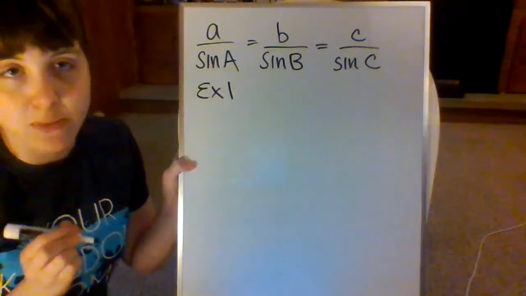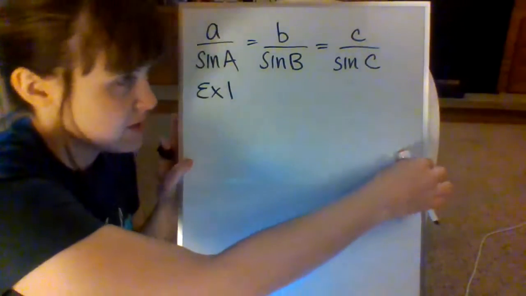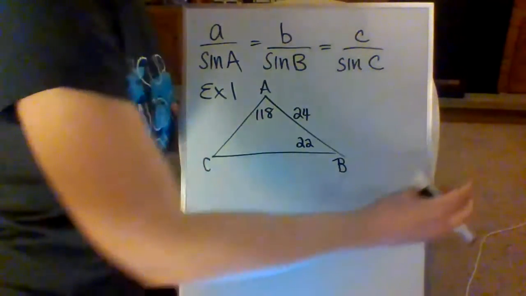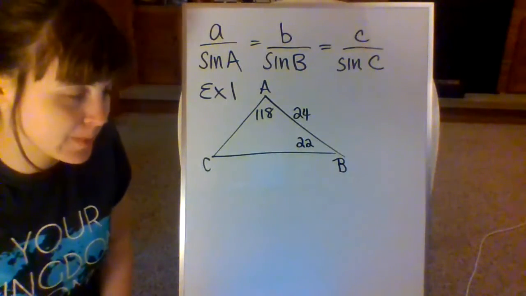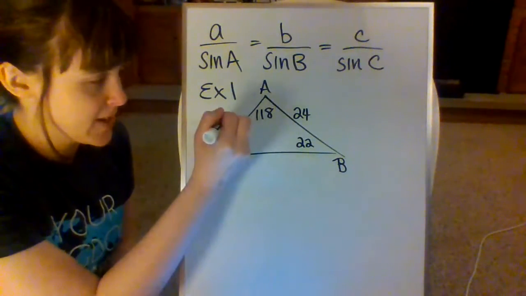So I'm going to take this off camera a second to draw the triangle, and then I'll bring it back. Okay, so here we go. This is our triangle. And our job is to find side AC. So we're trying to find this side right here.